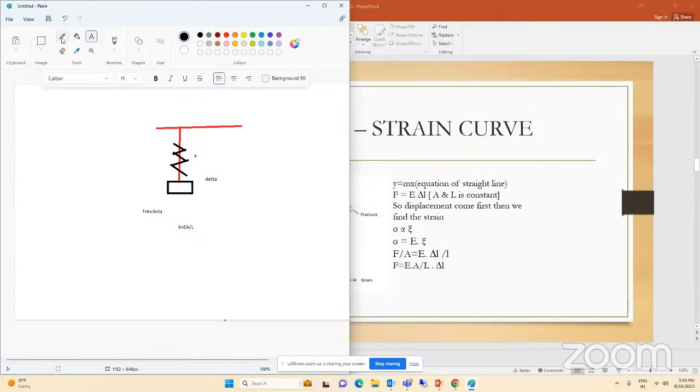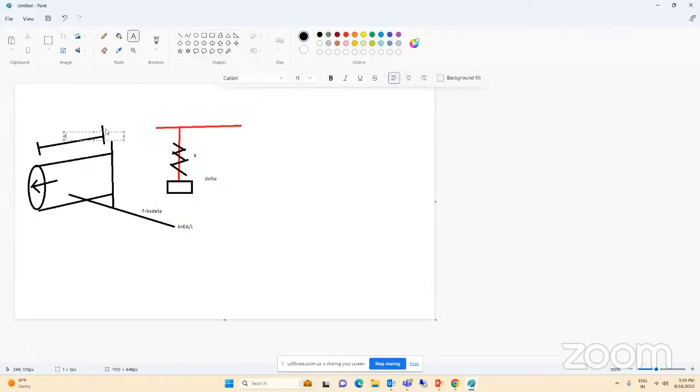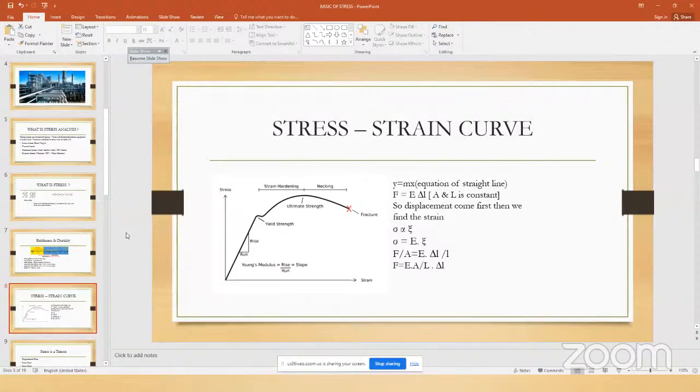So for example, if you have a pipe attached on one side of the area, and force is acting in this direction, what is the stiffness? This stiffness K is equal to EA divided by L. This one is area and this one is length. Please memorize this formula. This is very important in stress analysis, everywhere.